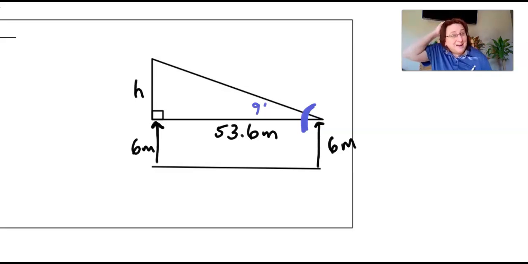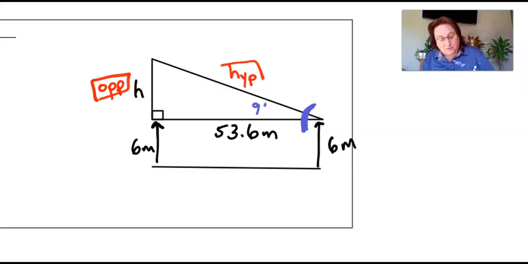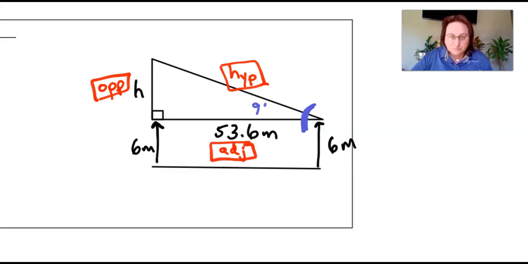Okay, so 9 degrees is across from the H. So this is my opposite, this is my OPP. And out here where my little dot was is across from the 90 degrees. So that's my hypotenuse. And the 53.6 is going to be my adjacent, my ADJ.